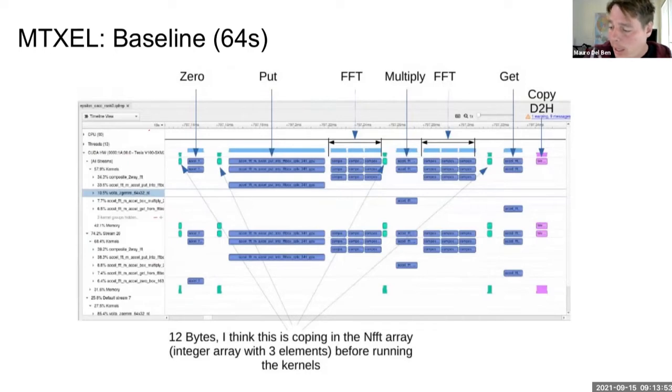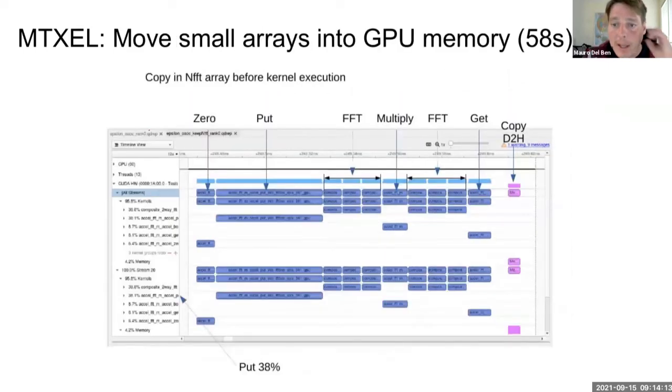computational kernels. And we realized that these are actually associated with the memory transfer of a small array, the NFFT, which is only 3 integer elements which actually specify just the size of the 3D FFT. So since each of the FFTs is basically identical, we can just offload this small array at the very beginning and just not copy it for each kernel execution. And this already gives a very nice improvement. And you can see now that all these kernels are executed one after the other without having to copy back and forth this small array.